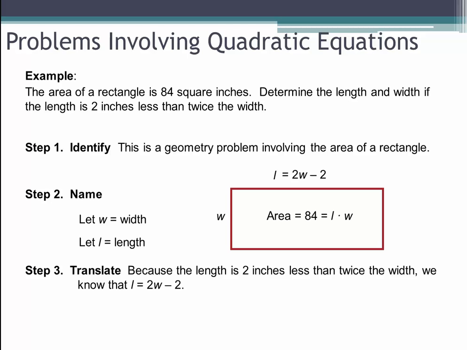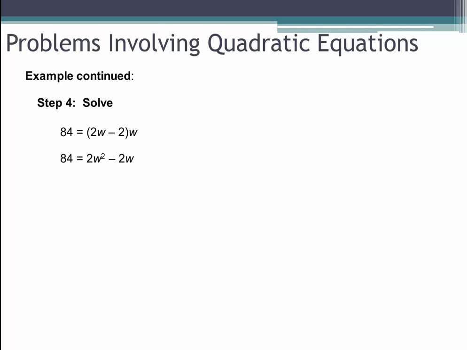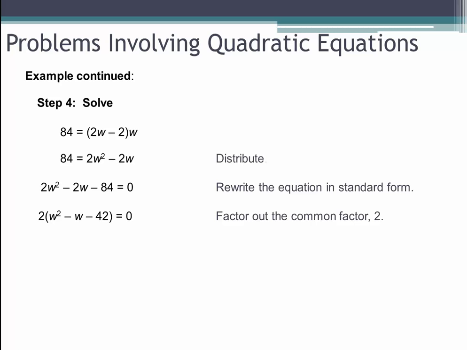So if the area is 84, we're going to translate this into the area formula. The length is 2w minus 2 times the width. Now we distribute the w, subtract the 84 on both sides, divide out the common factor of 2, and w squared minus w minus 42 factors.